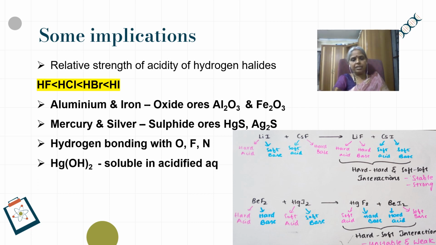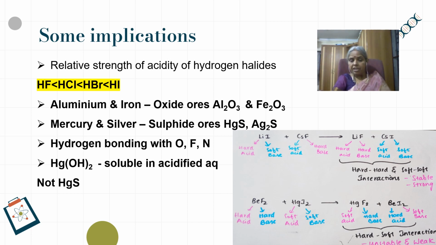Another implication is that mercuric hydroxide is soluble in acidified aqueous solution. Why? Mercury is soft, OH, or O, is hard. So when you put a drop of acid, you are providing H+, that means you are providing a hard ion. Immediately OH will say sorry to mercury and go with hydrogen. So mercuric hydroxide, if you put a drop of acid, will become soluble in aqueous solution. But if you try to dissolve mercuric sulfide with one drop of acid, it is insoluble.